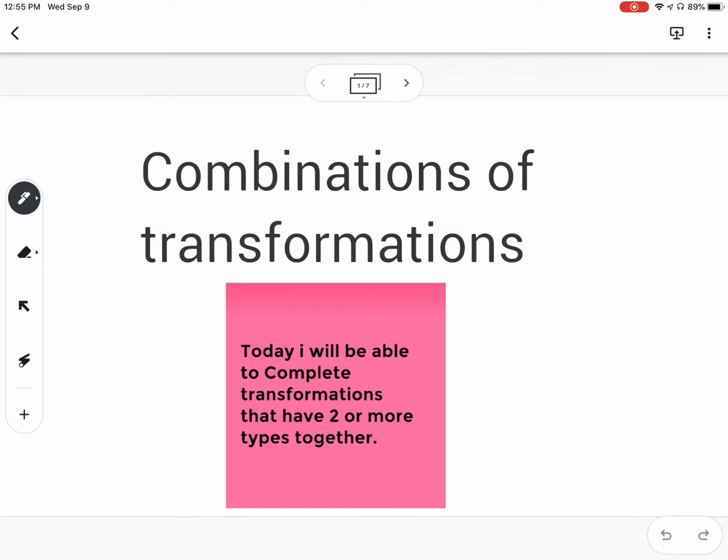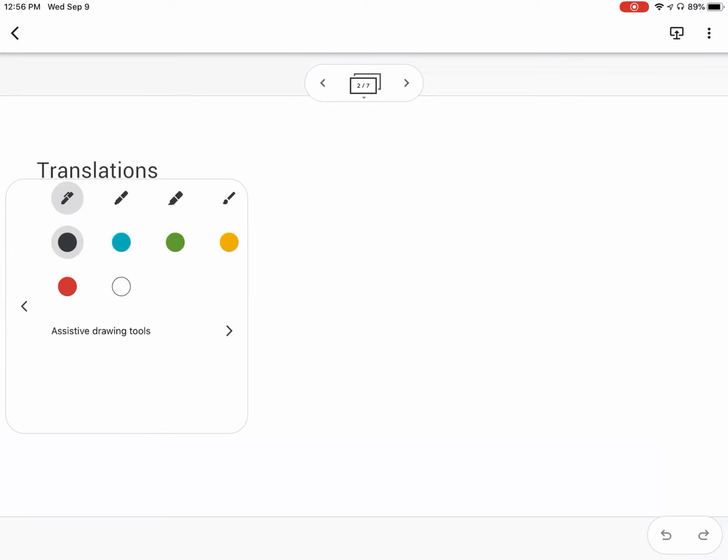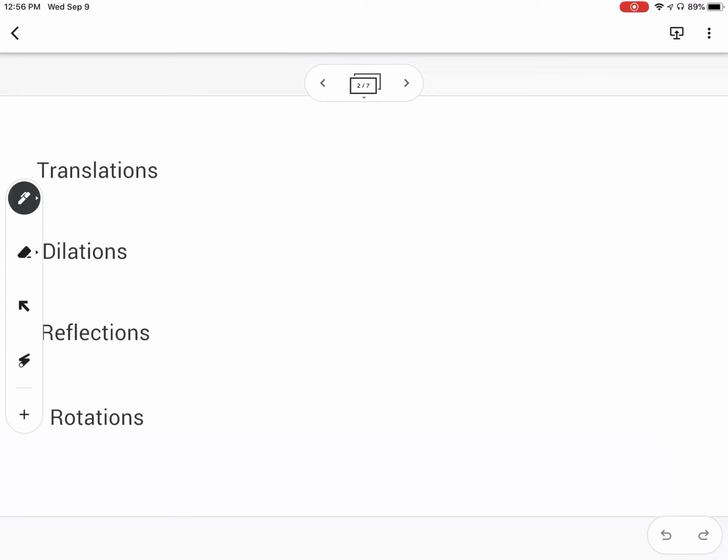In today's lesson, we're going to be talking about taking several transformations and doing them all at the same time to the same graph. So instead of having just one translation or one rotation, we'll do a translation and a rotation to the same graph. All right. So it says today I will be able to complete transformations that have two or more types together. All right. First, we're just going to look at how each one is shown.